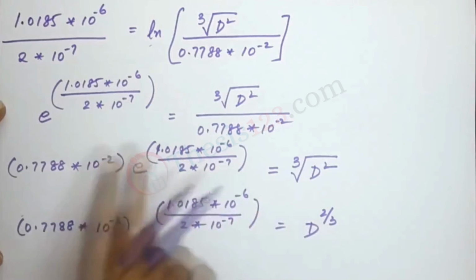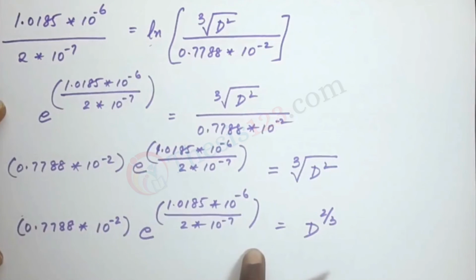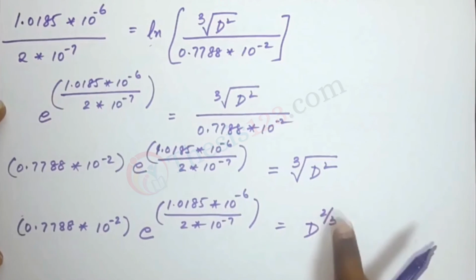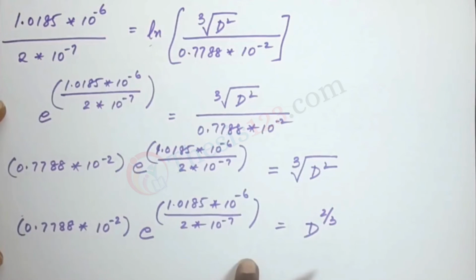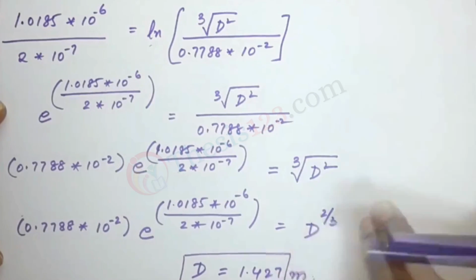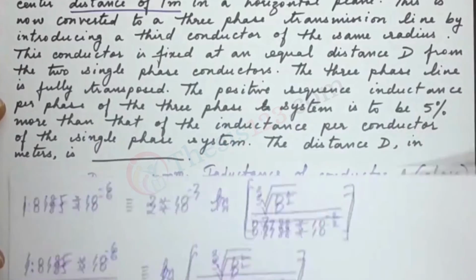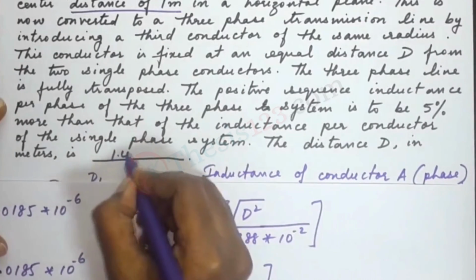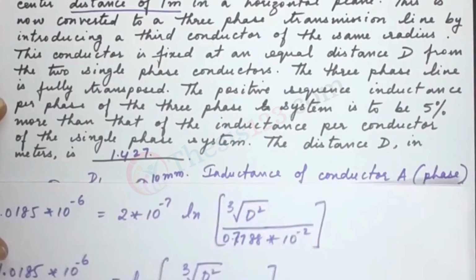Now in order to find d, first you solve this entire part, and once you are done, you have to cube it and then take the square root of the term, since it is the power 2 by 3. Once you do that, you will find your value of d is equal to 1.427 meters. I'll leave that part to you, but just solve it and check. Your value should match 1.427. So this is the final answer, 1.427. I hope this helps.